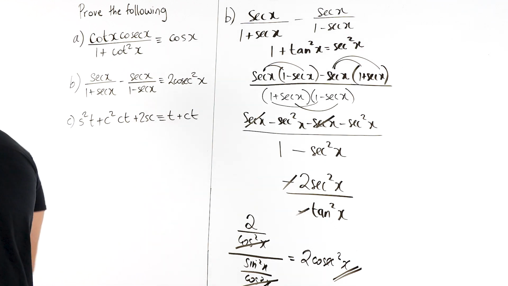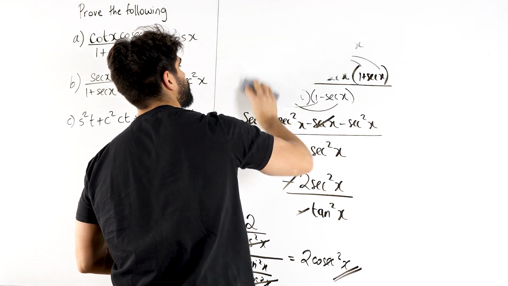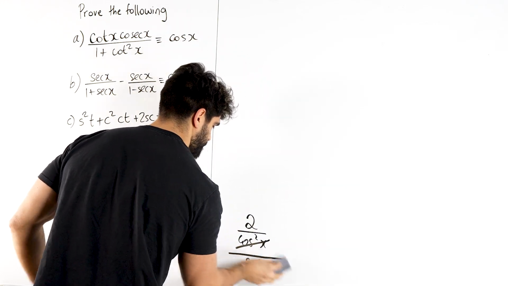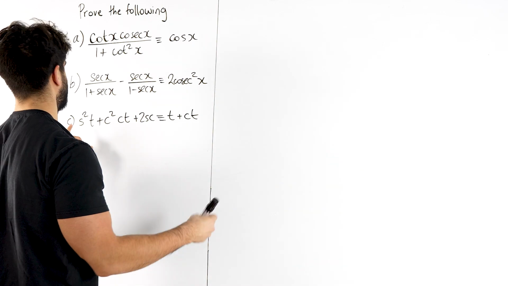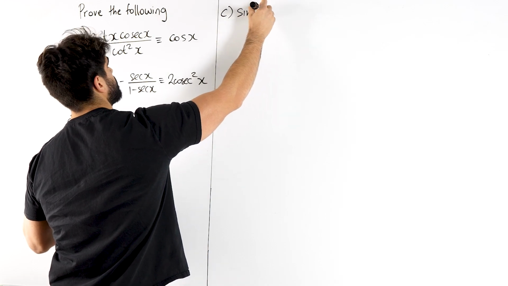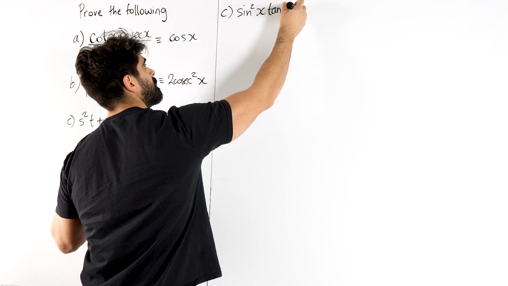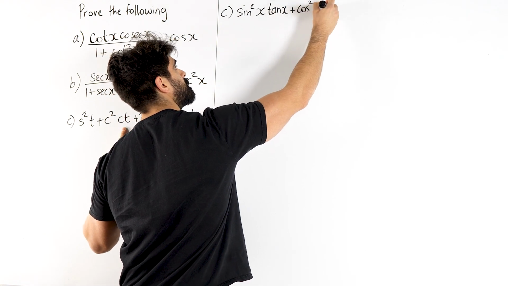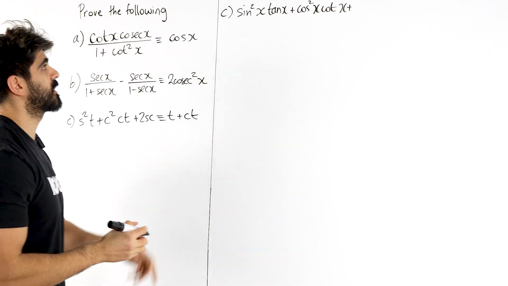Now, let's do the difficult one. See how it goes. See how the manipulation goes. And then we hope for the best. Okay, so what have we got? We have got sine squared x tan x plus cos squared x cot x, plus 2 sine x cos x.